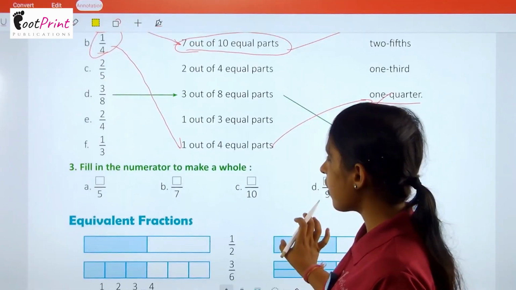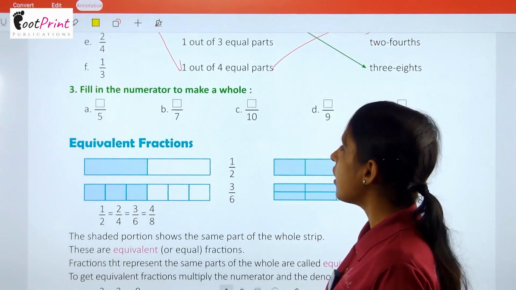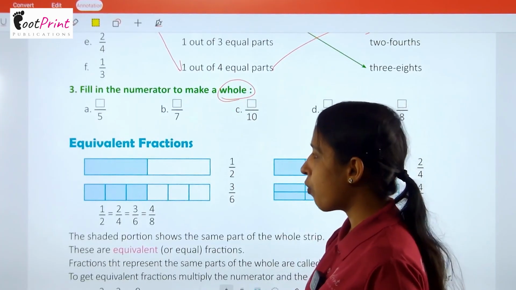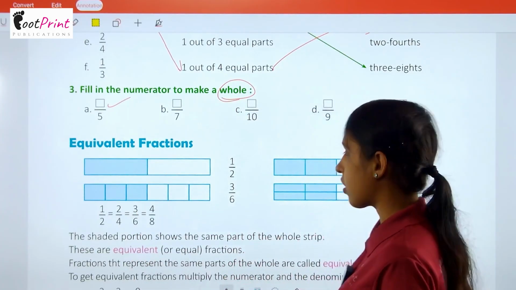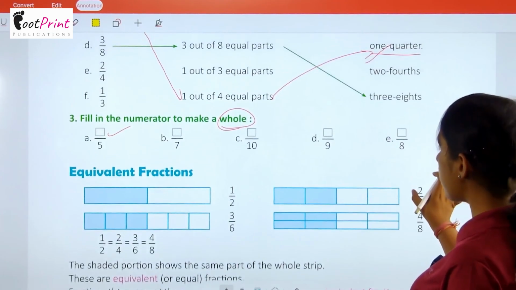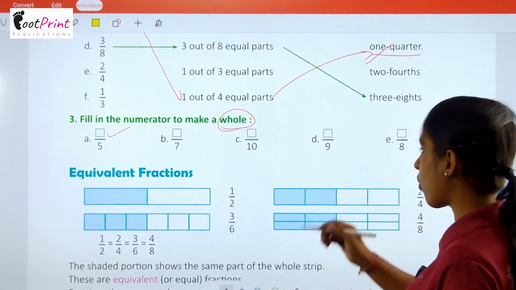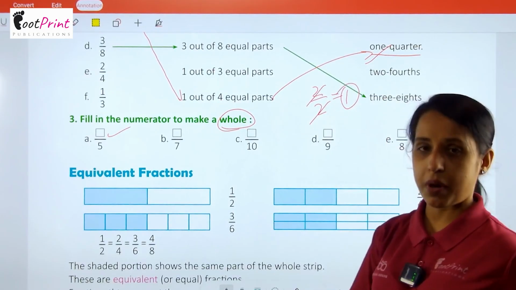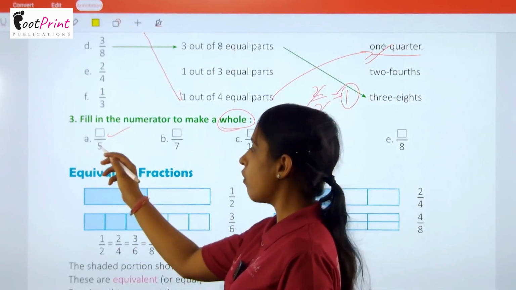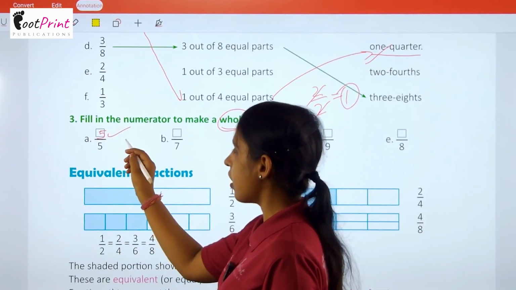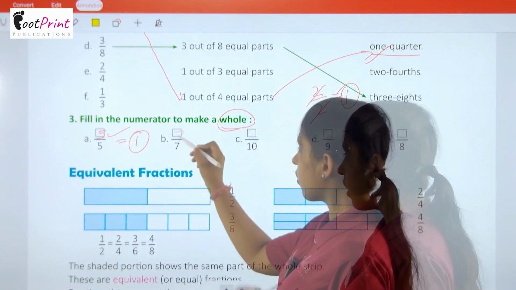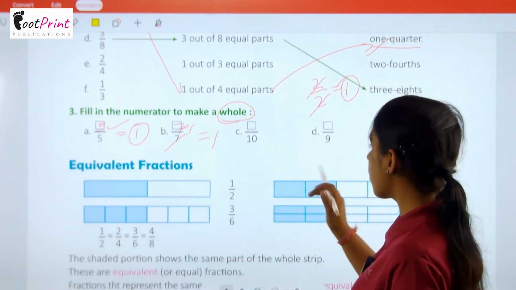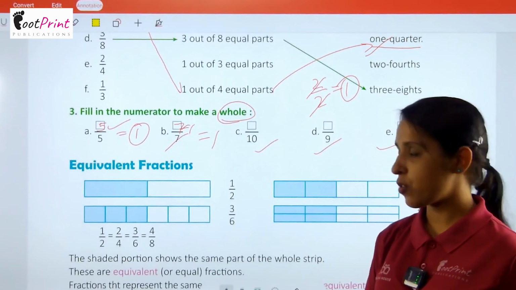Okay, next we will move to fill in the numerator to make a whole. We have to make a whole, so what will be the numerator of the given fraction? We know that whenever we have to make a whole, the numerator and denominator will be the same. Now we write 2/2, 2 ones are 2, and it becomes 1. So just like that we will solve 5. Here also 5 ones are 5, so it will become a whole. 7/7, 7 ones are 7, it will become a whole, one part. Okay, so just like that you will do these questions also.